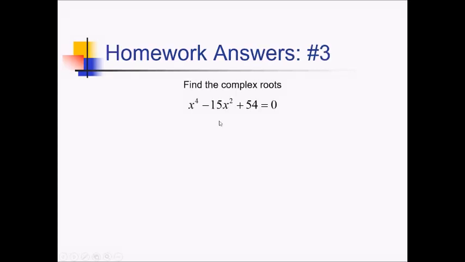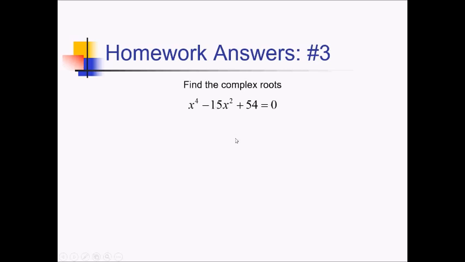For this problem, I can't take out any common factors. I always try to do that first. But I do notice we have x to the 4th, x squared, and a constant. That's quadratic form. So I can just try factoring this like a quadratic and use x squared instead of x. So let's see here. Factors of 54 that add up to negative 15.